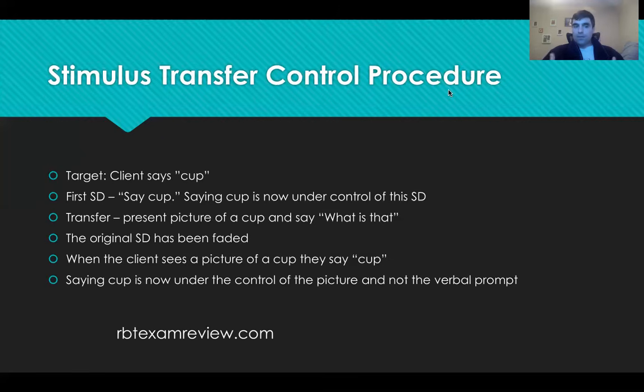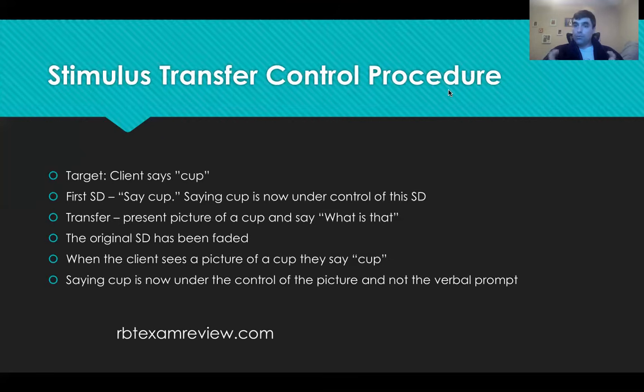Our first SD is going to be a verbal prompt, right? We're just trying to teach them to say the word. So we say cup. And the client says cup and we reinforce. We do that over and over again. Saying cup is under the control of that SD, saying cup, say cup, right? So when we say cup, they say cup. But if we show them a picture of a cup, they don't label it, okay? And that's what we're trying to get them to, right?